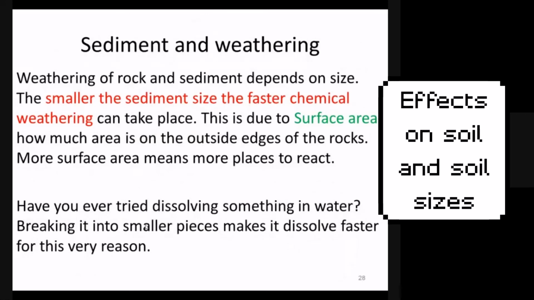Now, when it comes to chemical weathering, the smaller the sediment size, the faster chemical weathering can take place. And the reason for that is the smaller the sediment size, the more surface area you have for a given volume of that sediment. So, for example, sand would have more surface area than gravel for the same size of sample. And what would happen is more water can get in between the sand and chemically react with the sand particles than could happen with gravel or boulders.